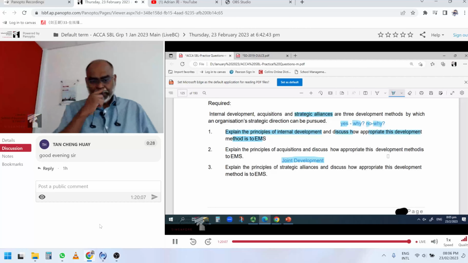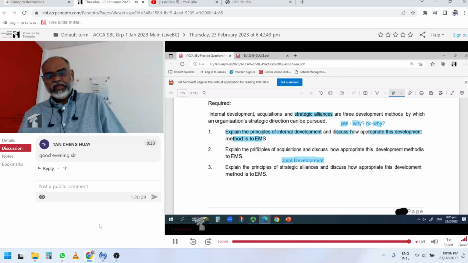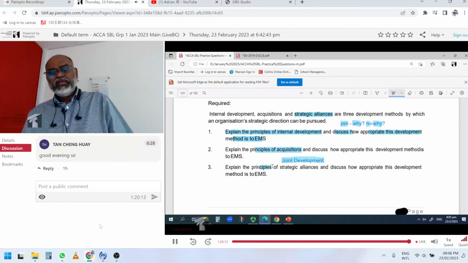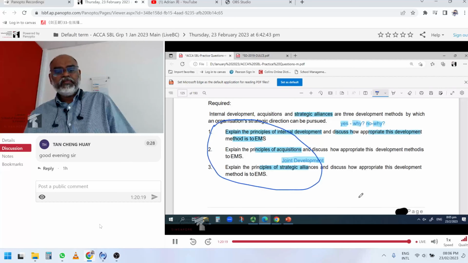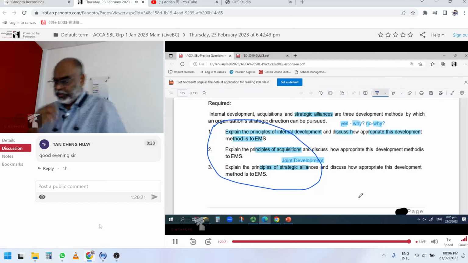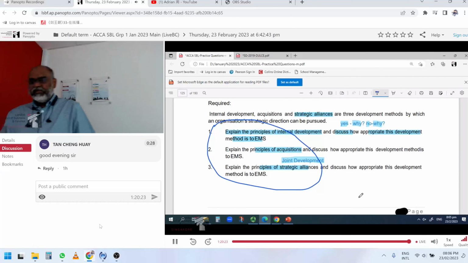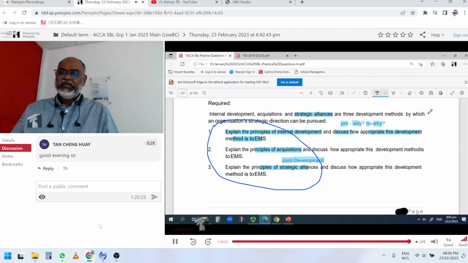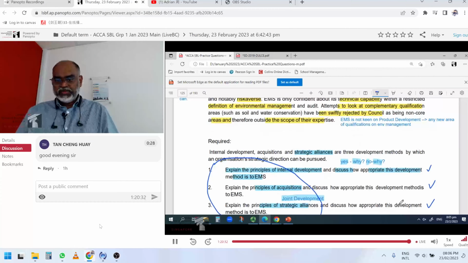Then the second question, same thing. Principles of acquisition, and again discuss. And the third one is principles of strategic alliances and discuss. So the first part of the question is not difficult, because you know it or you don't know it. The second part of the question is a little bit tricky, because you need to apply and find out which one is suitable.